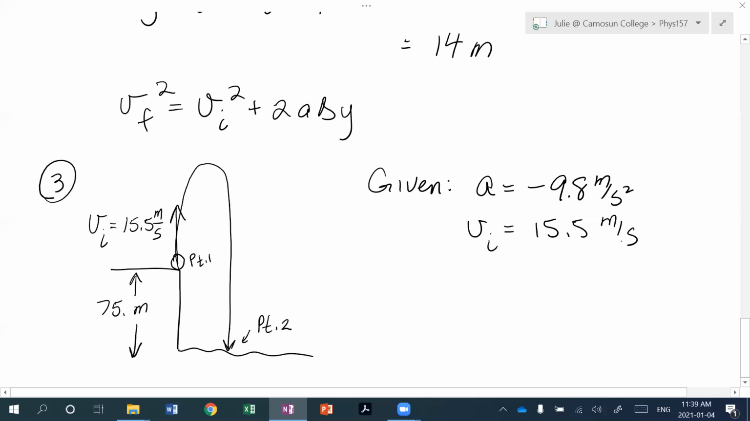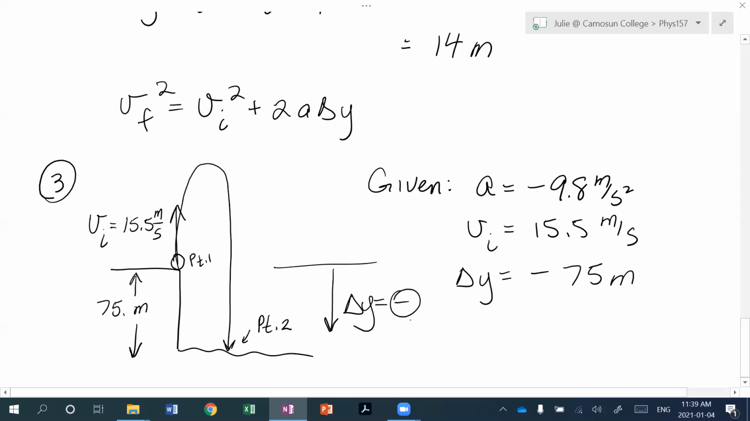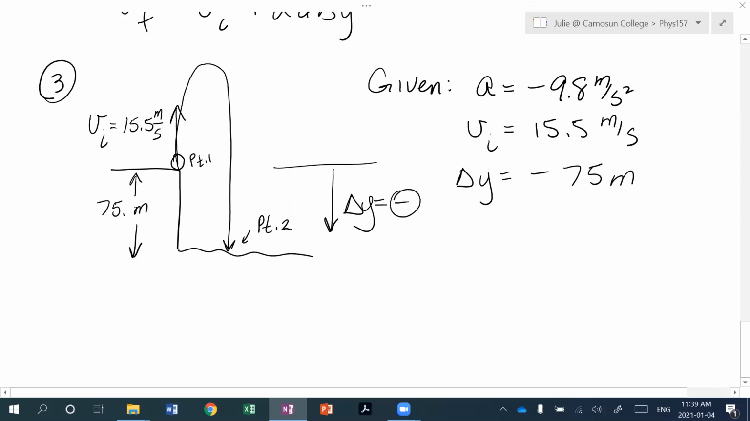Okay, now what else do we know about point 2? So this is the entire time. At point 2, we know the displacement of the stone is negative 75. It has gone down, and so that's why the displacement is a negative number. You have to put that negative number in. Okay, well, there's our 3. We only need 3. So what do we want to know here? We want the velocity and we want the time. So we want the other 2.